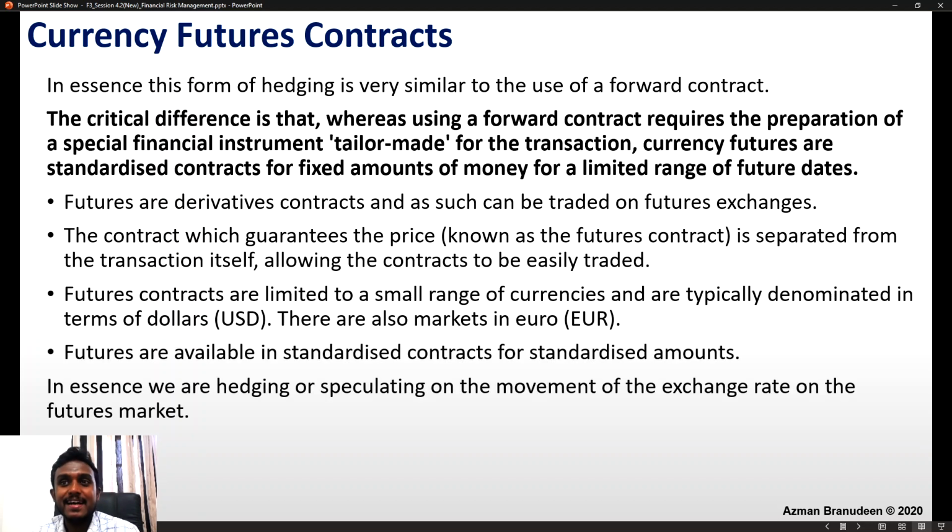Futures are available in standardized contracts for standardized amounts. So if you go to a bank who is linked to a futures exchange, and you ask them, okay, I want to get into a futures contract, they will tell you, okay, we have 200,000 USD contracts, we have 500,000 USD contracts, and each of these contracts, the maturity dates are set to either you can get for March, June, September or December. What do you want? They'll ask you. It's like ready-made forward contracts available for you on an exchange that you can purchase. In essence, we are hedging or speculating on the movement of the exchange rate on the futures market. There we go.